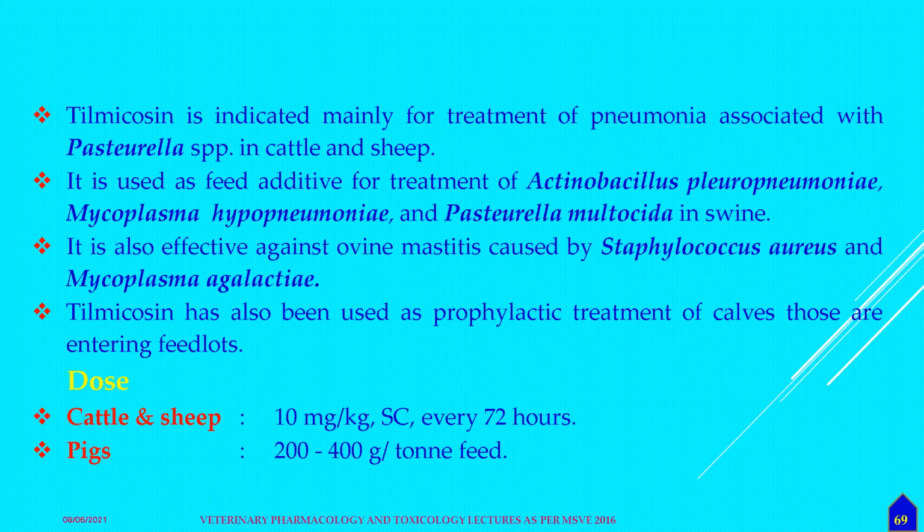And tilmicosin has been used for the prophylactic treatment of cows entering the feedlots. If they are entering the feedlots, they may get the infection from contaminated feed and water, hence they should be administered the drug. The dose in cattle and sheep is 10 milligram per kg subcutaneously, and it needs to be administered as the subcutaneous route, and at 72 hours. So 200 to 400 gram per ton of the feed needs to be administered.